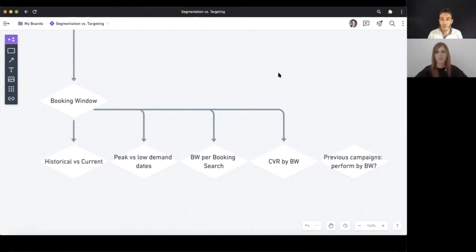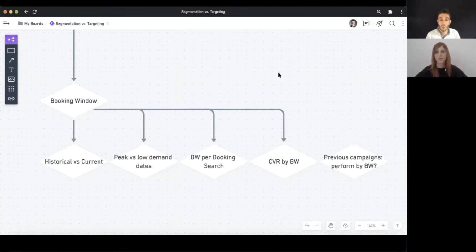Booking window. You see now that the schema, so the visual representation of all the information that we might want to include when it comes to this metric, this dimension booking window, are exactly the same as we have seen before with the length of stay, or at least most of them are the same. So booking window per booking search, for example, the conversion rate per booking window, or the results of previous campaigns based on the booking window. So you see, it's more or less the same.